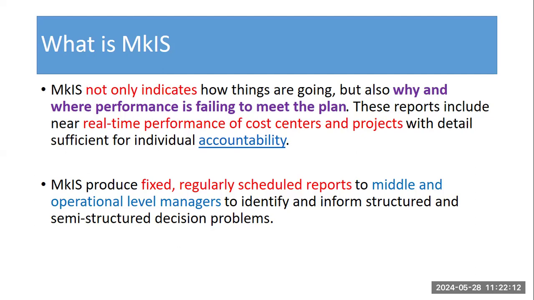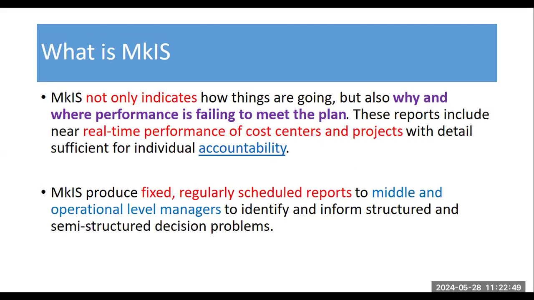So when they are gathering the data, this can indicate how they are performing, right? How customers are purchasing the product, how satisfied customers are, what sort of feedback they are giving, how the complaints management system is working, how the audience is responding to the promotions. So a marketing information system not only indicates how things are going, but also why and where performance is failing to meet the plan.